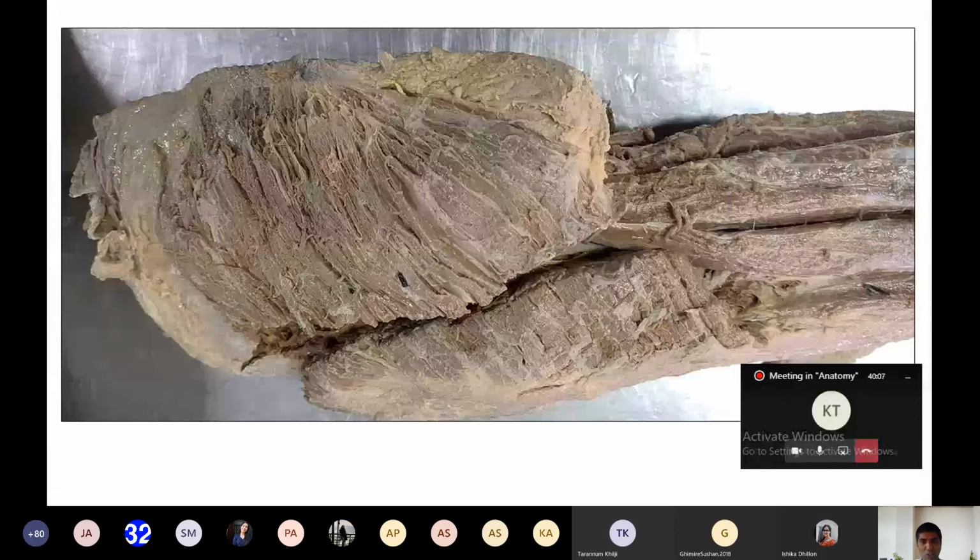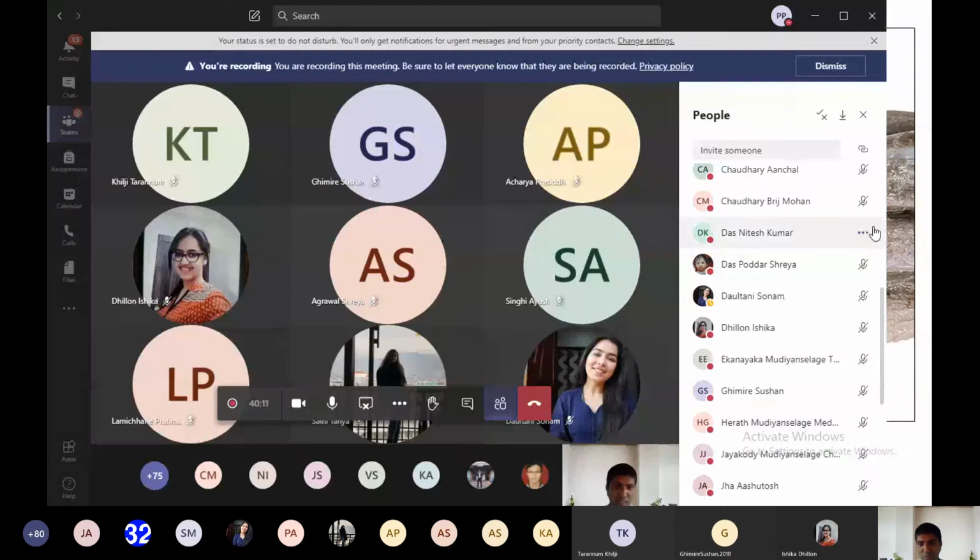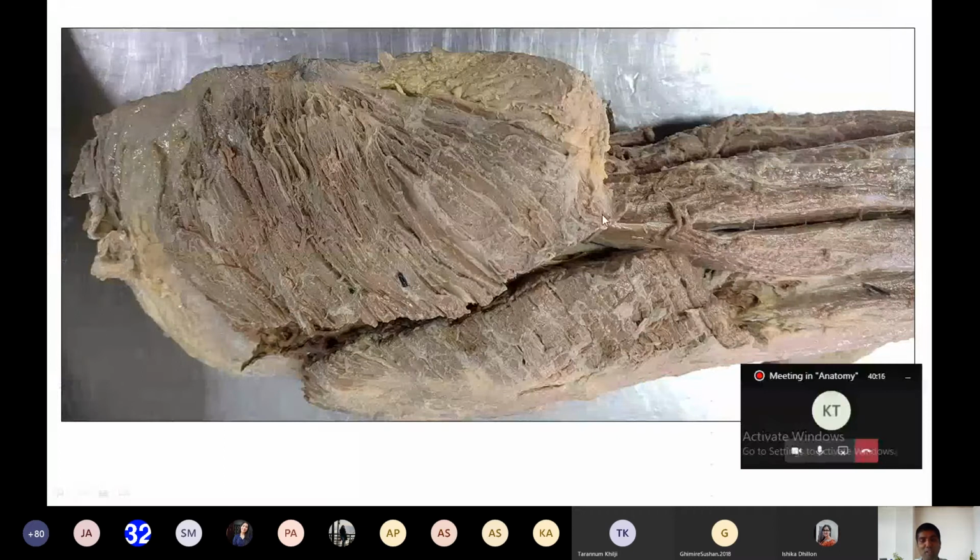The gluteal region is another important region for the spotter. Please mute your mic. If anybody needs to speak, later you can unmute and speak. Now mute your mic. So this one is the gluteal region.